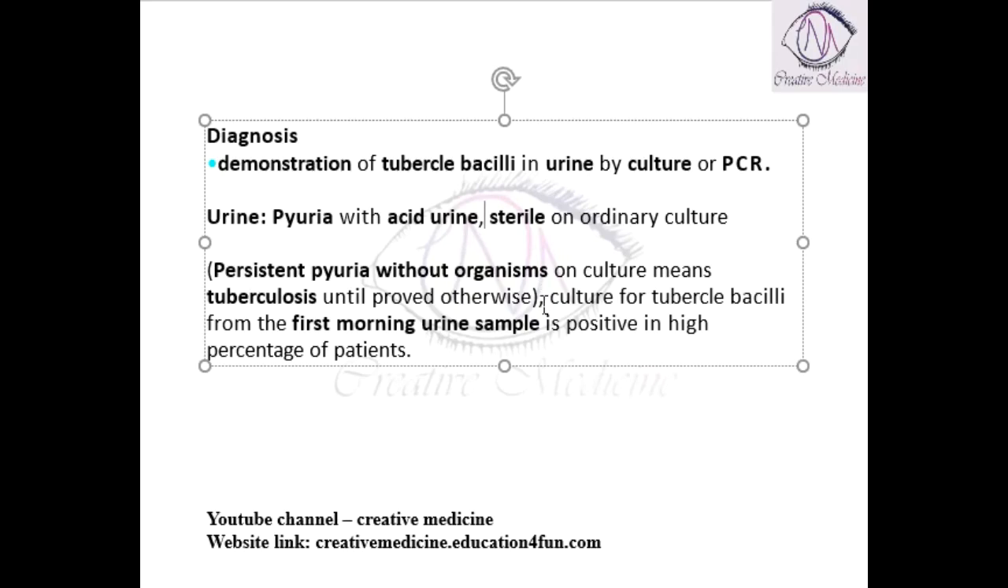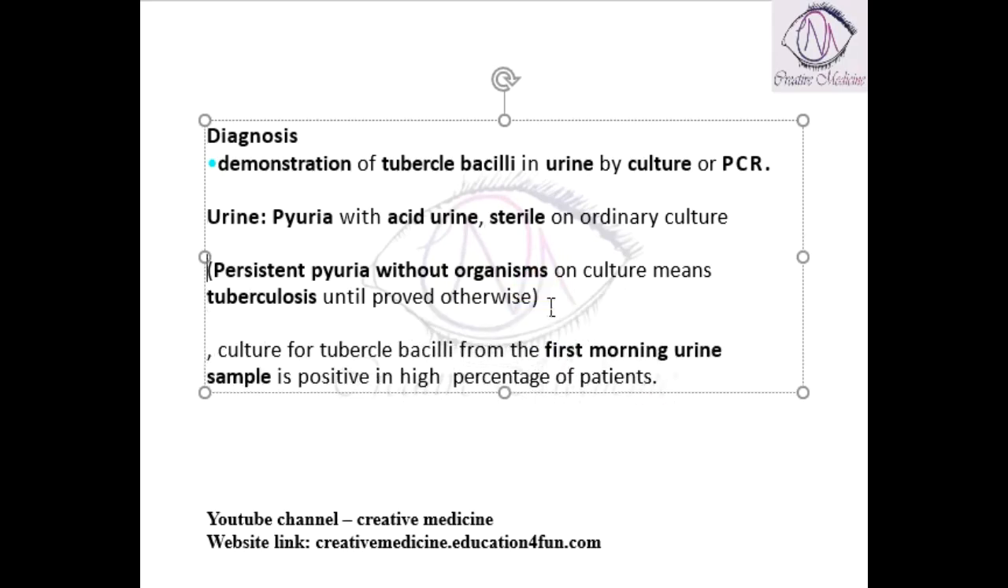So this sentence is very important. If you see persistent pyuria without any organisms on culture, that is, there is persistent pyuria but if you do a culture you will see that there are no organisms, then persistent pyuria without organisms should always be thought of as tuberculosis only.